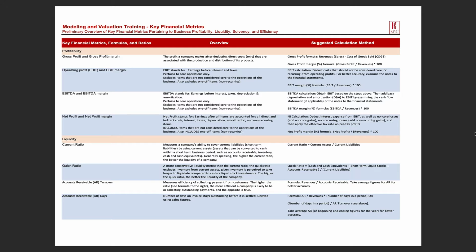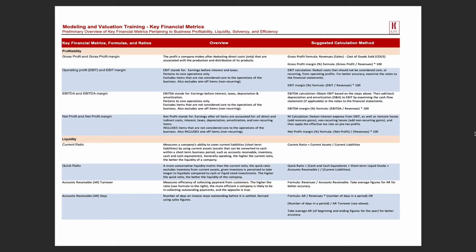The next item to discuss is the accounts receivable turnover. And this term measures the efficiency of collecting payments from customers. So the higher that accounts receivable turnover, the better a job a company is doing in collecting outstanding payments from customers. So what is the formula for accounts receivable turnover? It is revenues divided by accounts receivable, or by the average accounts receivable. And that could be calculated as taking the accounts receivable at the beginning of the year plus the accounts receivable figure at the end of the year and dividing that by 2.